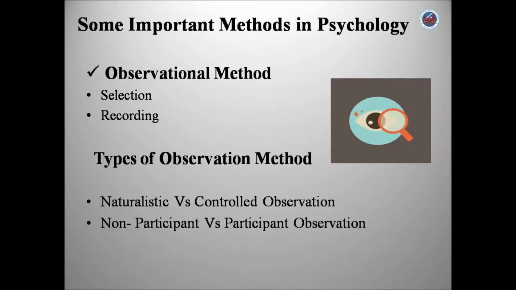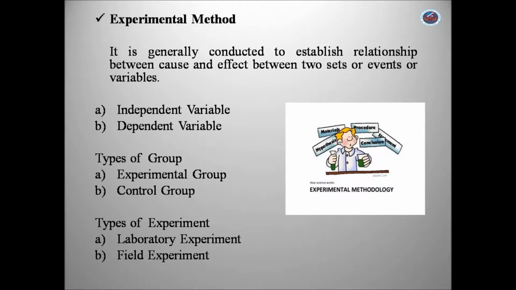Non-participant observation means the researcher will observe the subjects or the respondents over a period of time using his knowledge without any active participation with the group. Then participant observation means the researcher will observe the subject or the respondent or observe particular events or situations by taking part in the group, not as an outsider but as a member of that group. So this comes under the observational method. Let us discuss the experimental method.